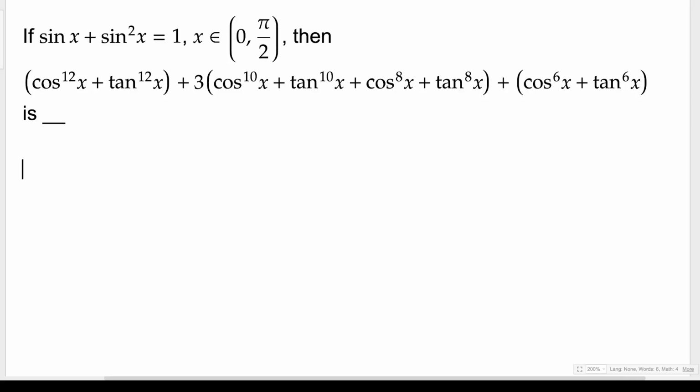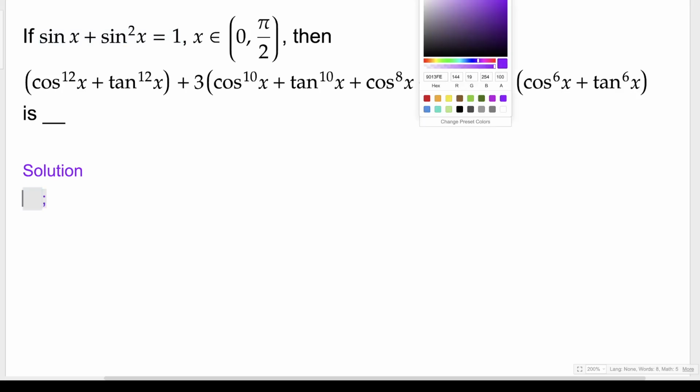So consider this problem statement. If sin x plus sin x squared is equal to 1, and again x is in the first quadrant, and this is the given expression which we need to resolve. Now, first of all, we will deal with this part. So some important information we can extract out of this, right?